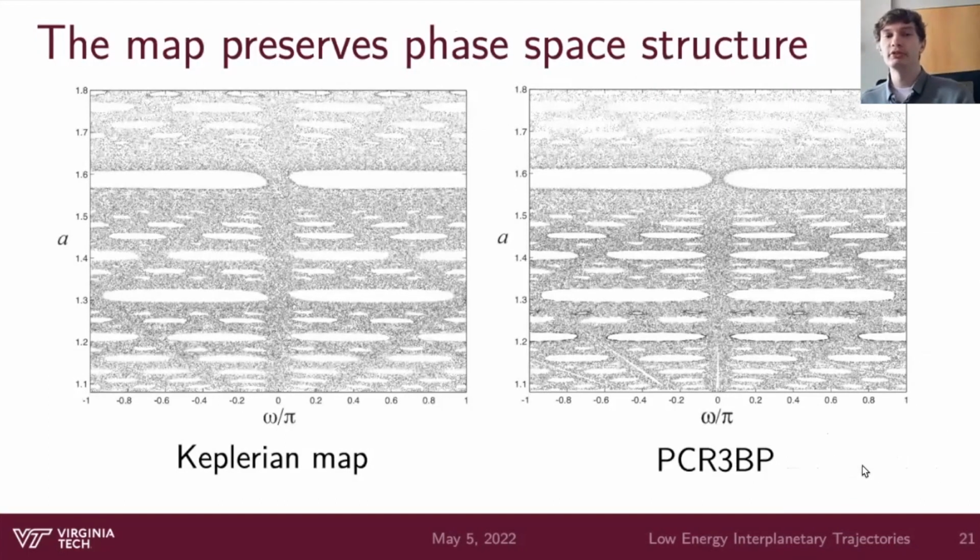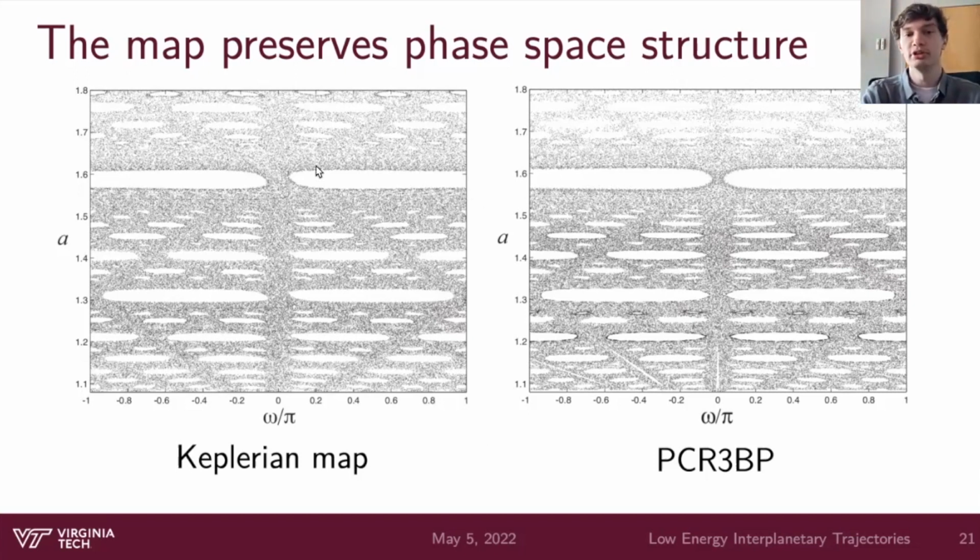Now, one feature of the map is that it actually preserves the phase space. So what's being shown here is the comparison of initial conditions of a trajectory that are both iterated in the Keplerian map on the left and integrated using the equations of motion on the right. And we see that for all intents and purposes, these two phase spaces are topologically equivalent. So there are some differences between them. So in the true equations of motion, they have a time reversal symmetry. So we expect that there's a line of symmetry about omega equals 0, which is seen.